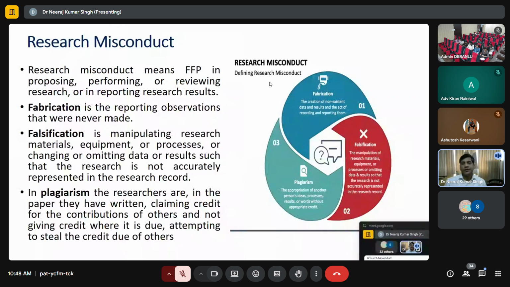Now plagiarism. This is also a very serious offense. Now there are 3 types of research misconduct: fabrication, falsification, and plagiarism. Any idea about all these 3 aspects? Because you are basically from law. What do you think about research misconduct?